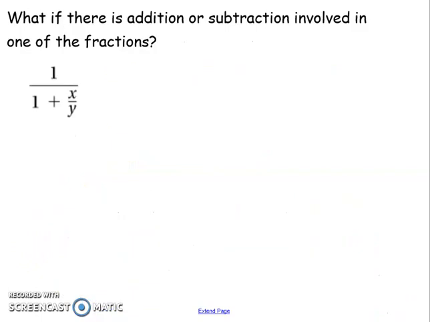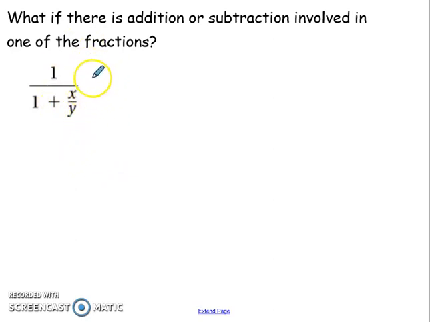Now, what happens if we have addition or subtraction involved with one of the fractions? Well, we can do one of two things. So I'm going to show these problems both ways. The way we've been doing it using division, you can definitely do. The more complex that these get, with more addition and subtraction happening, which we'll see in a minute, those might be easier to do a different way using the LCD. So let's look at this first the way we looked at it before.